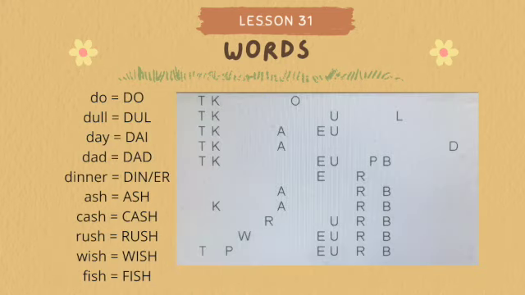So let's take a look at the words here on the screen. This is for lesson 31, applying what we have learned. On the left side, we can see the English words as well as the corresponding outline, and on the right side, we can see the stenograph notes. So there you have it. We have the words do, doll, day, dad, dinner, ash, cash, rush, wish, and then we also have fish.